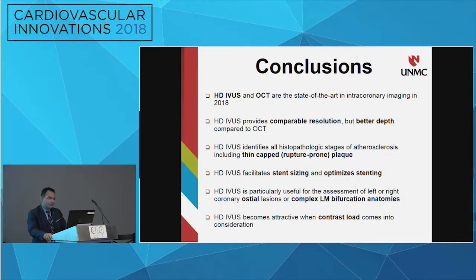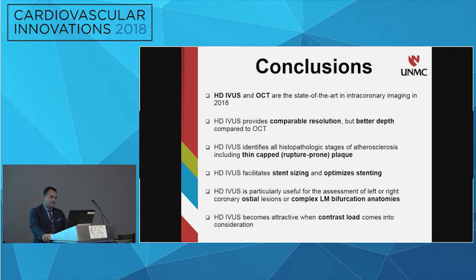So in conclusion, the high-def IVUS and OCT are the state of the art in intracoronary imaging in 2018. The HD IVUS provides comparable resolution to OCT, but has better depth, and that's a big advantage. The HD IVUS identifies, as I showed you nicely, all the histopathologic stages of atherosclerosis, including the thin cap, rupture-prone plaques. The HD IVUS can facilitate in the cath lab the stent sizing and thereby optimize stenting.